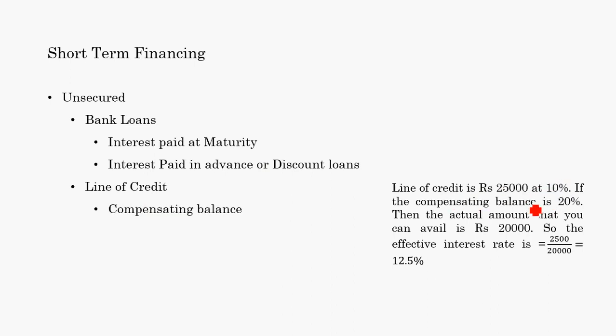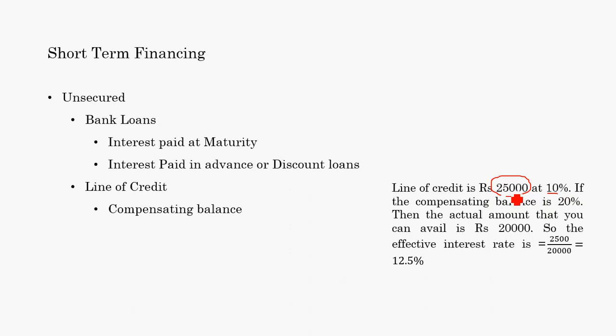If the compensating balance is 20%, then it means that 20% of this 25,000 should always be in the bank's account. 20% of 25,000 is 5,000 rupees, which means that the 5,000 rupees of the line of credit should always be in the bank's account, so the company can effectively use only 20,000 rupees. But when it pays the interest, the interest of 10% would be paid on the 25,000 rupees.